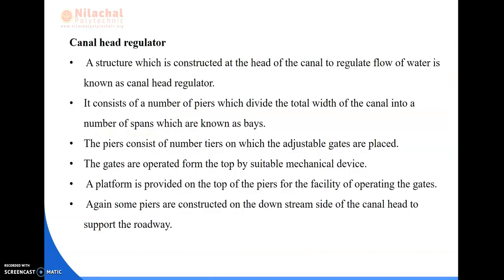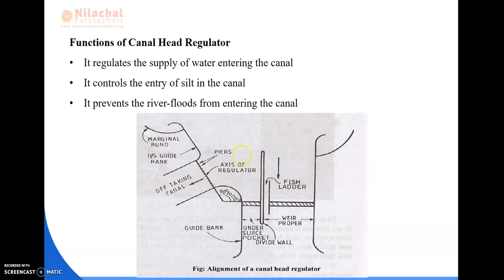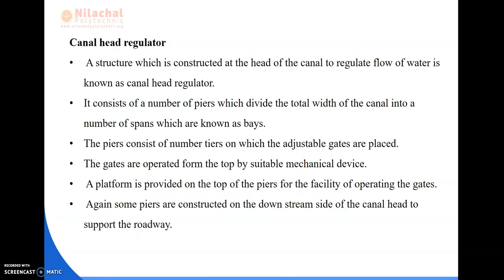Next, we will be reading about what do you mean by canal head regulator? A structure which is constructed at the head of the canal to regulate the flow of water, that is known as canal head regulator. I have shown you the images in the previous slides also. This is the canal head regulator, where we can regulate the flow of water to a high or to a low. That is known as canal head regulator.